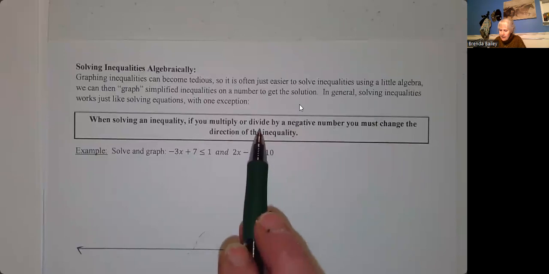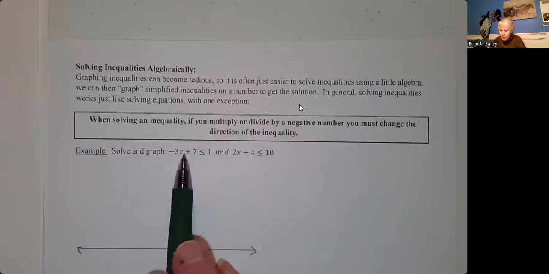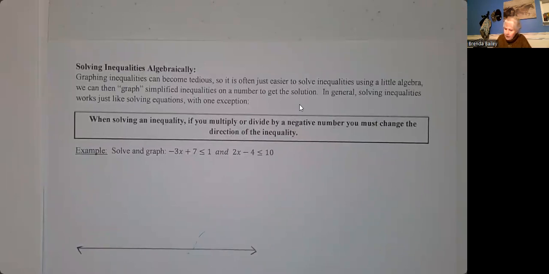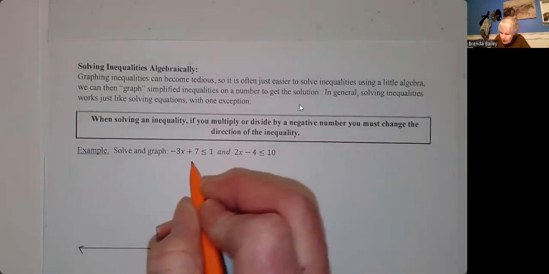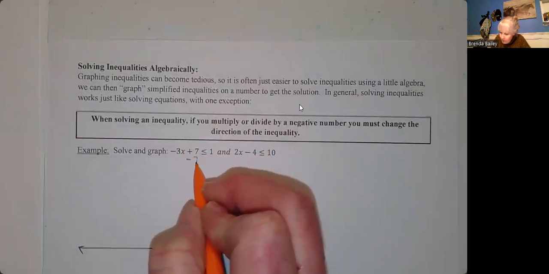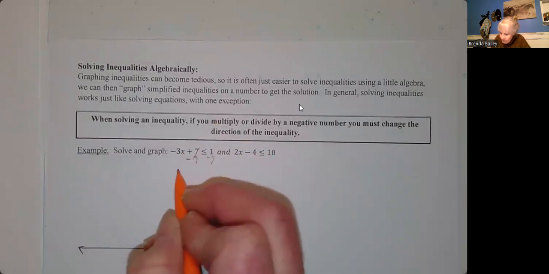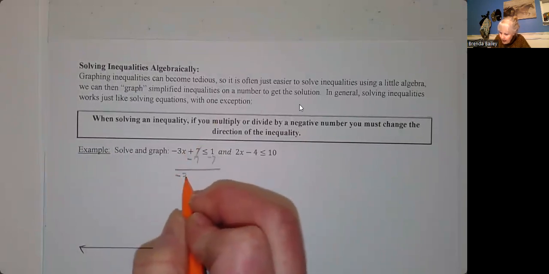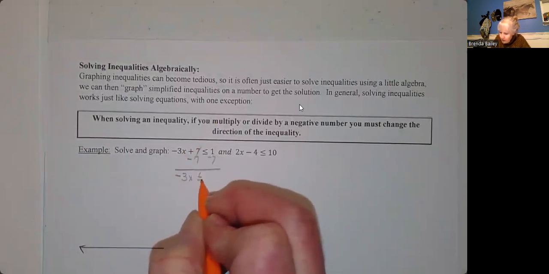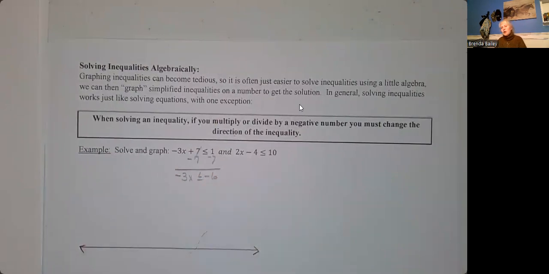Well, let's look at an example of this in this first one right here. We need to get the x by itself so that we can graph it and write the solution in interval notation. So let's go ahead and go through that. Two-step equations, pretty simple. Subtract 7 from both sides. -3x is less than or equal to -6. Now you don't flip the inequality when you're adding a negative. It's only when you're dividing or multiplying.